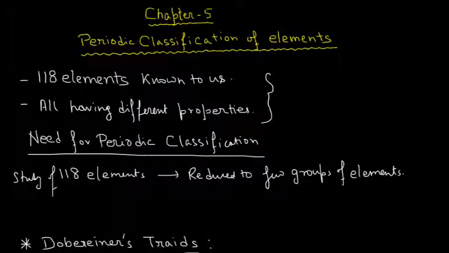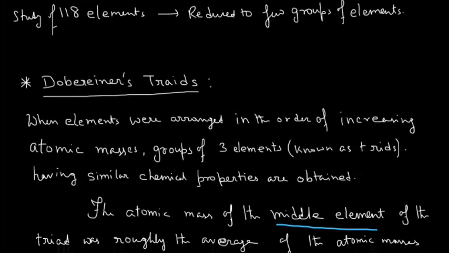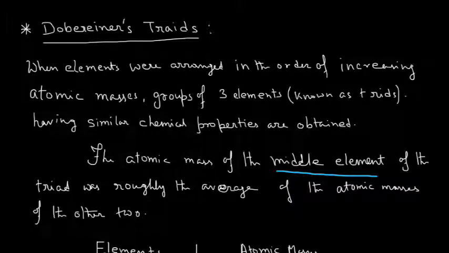So, in this step of classification of elements, Dobereiner's triad was the first initiative taken by Dobereiner. According to him, when elements were arranged in the order of increasing atomic mass, groups of three elements known as triads having similar chemical properties are obtained. So the atomic mass of the middle element of the triad was roughly the average of the atomic masses of the other two. So this was Dobereiner's concept.